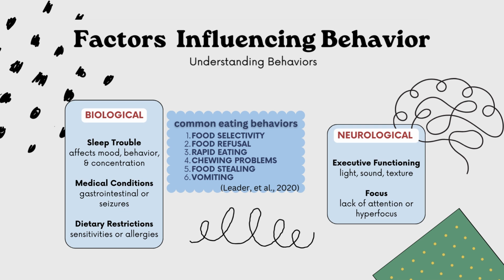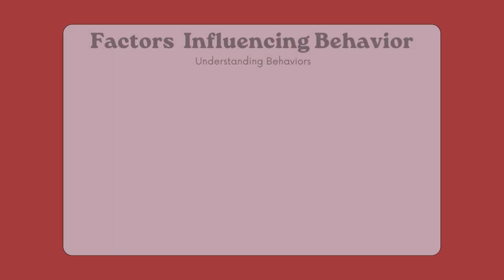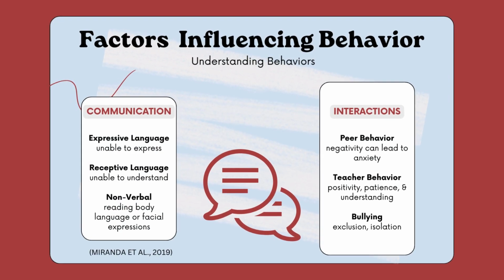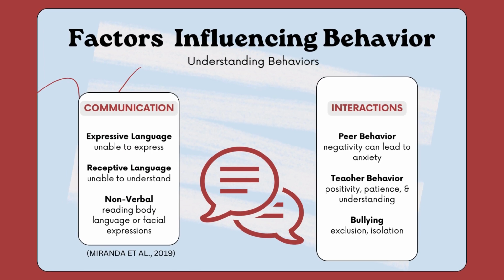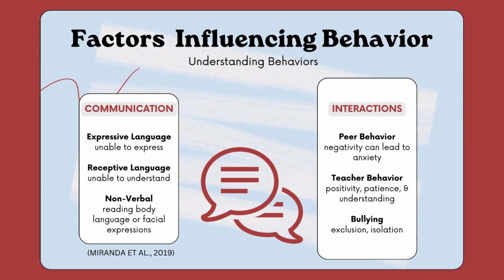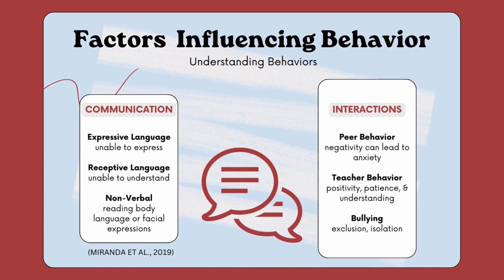Neurological factors include executive functioning, like lights, sounds, and textures can affect that, and focus, a lack of attention, or hyperfocus. Communication is another factor. So that includes expressive language and receptive language. So unable to express or unable to understand. And also nonverbal. So reading body language and facial cues. That can also affect their behavior.